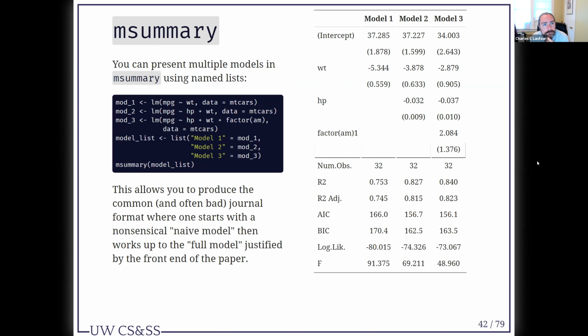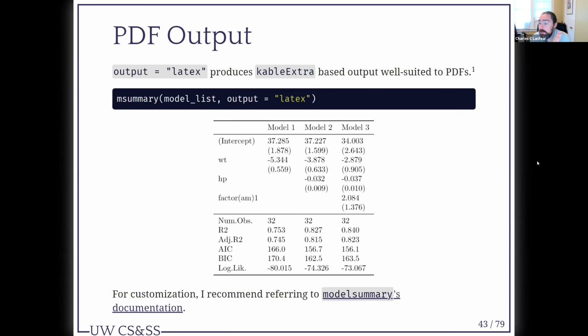Next. So model summary, like I said, can produce lots of different output types. So for instance, if I say run a model summary on that model list from before, but I specify my output to be LaTeX, it's going to automatically send the output of model summary to kableExtra and use kableExtra, which is a really good package for generating LaTeX output, to generate a PDF output.